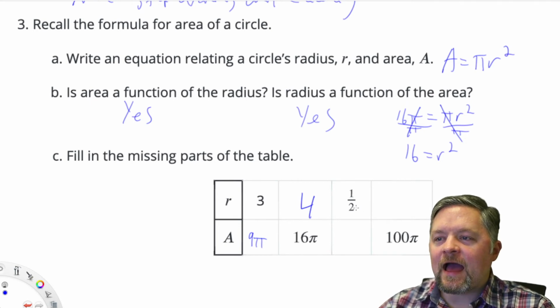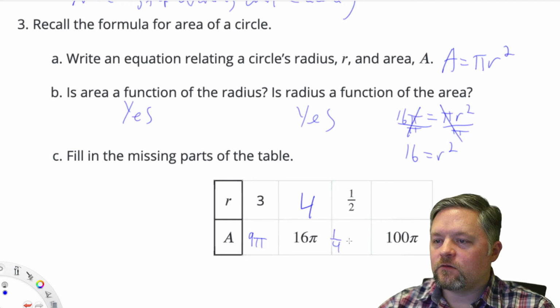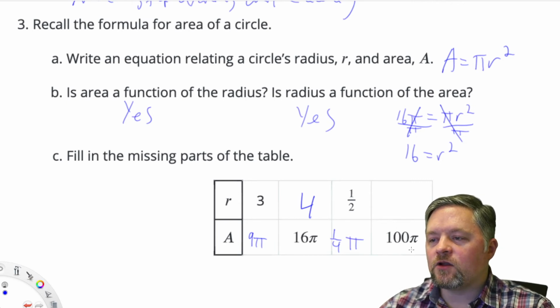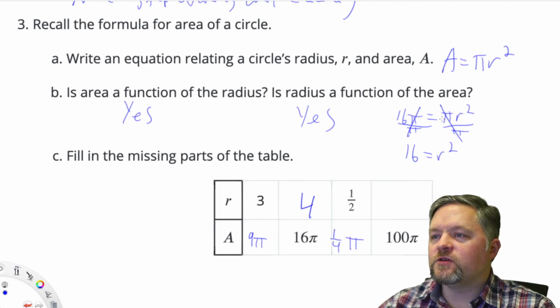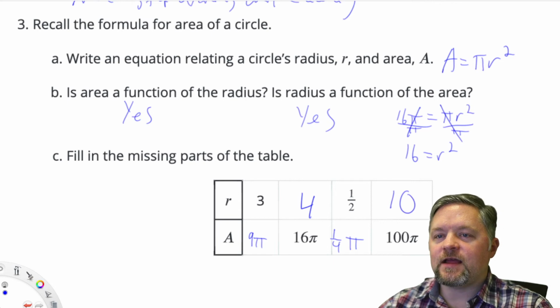Now, 1/2. Area equals pi times the radius squared. 1/2 squared. Half of a half is a quarter. So, 1/4 times pi. Now, this one, the area is 100 pi. Do the same thing as before. We could cancel out pi on each side and know that 100 equals r squared. What do you square and get 100? 10.